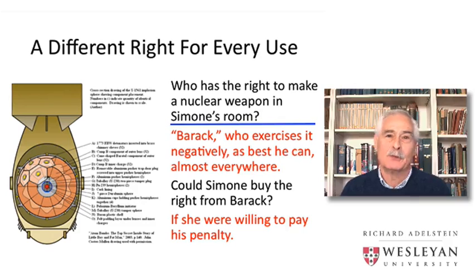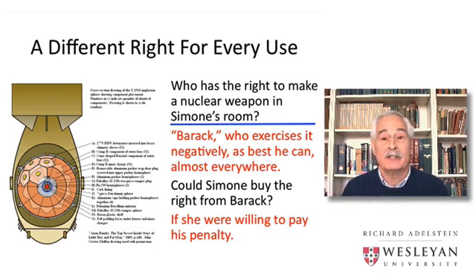Finally, we might ask, who has the right to make a nuclear weapon in Simone's room? Actually, as some students at Princeton have discovered, making a nuclear weapon is technically not all that difficult. You can make it with easily available components along with a small amount of weapons-grade plutonium. So let's ask, who has the right to get that weapons-grade plutonium, to get those easily available parts, and construct an atomic bomb like the one in the picture in Simone's room?